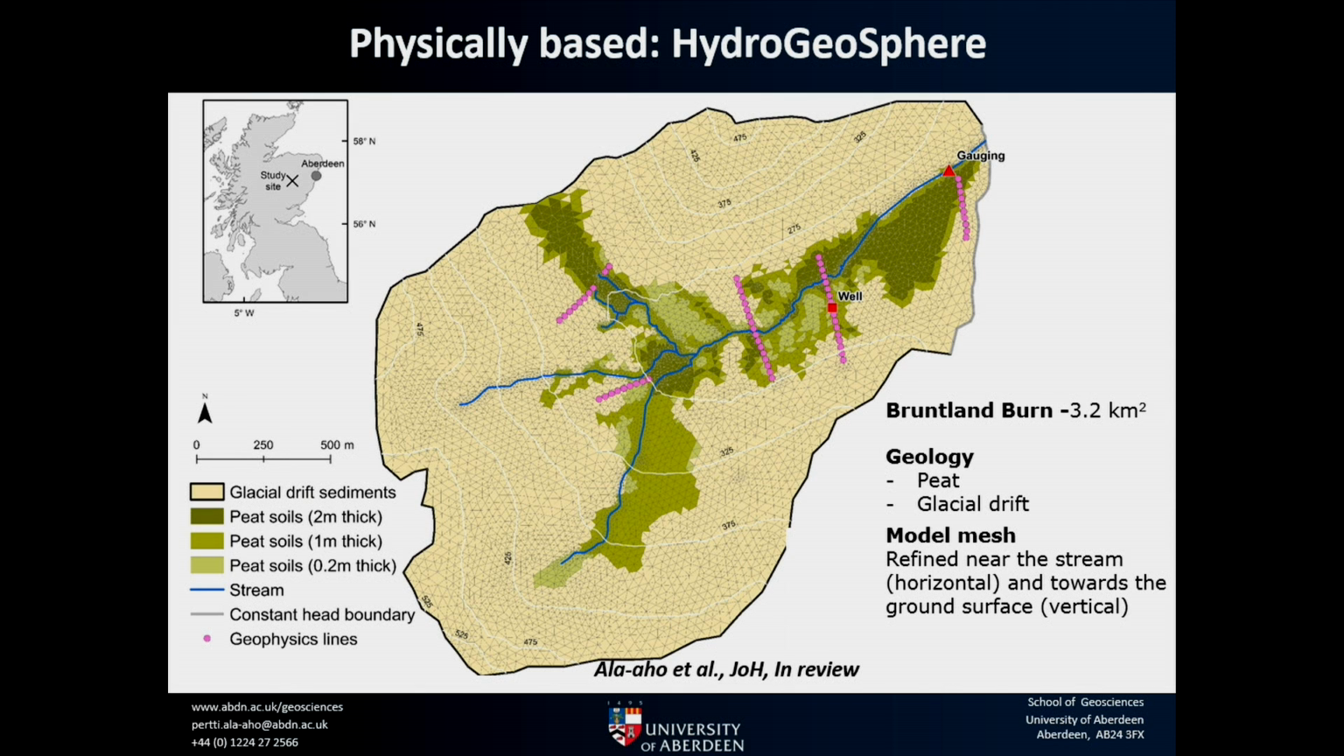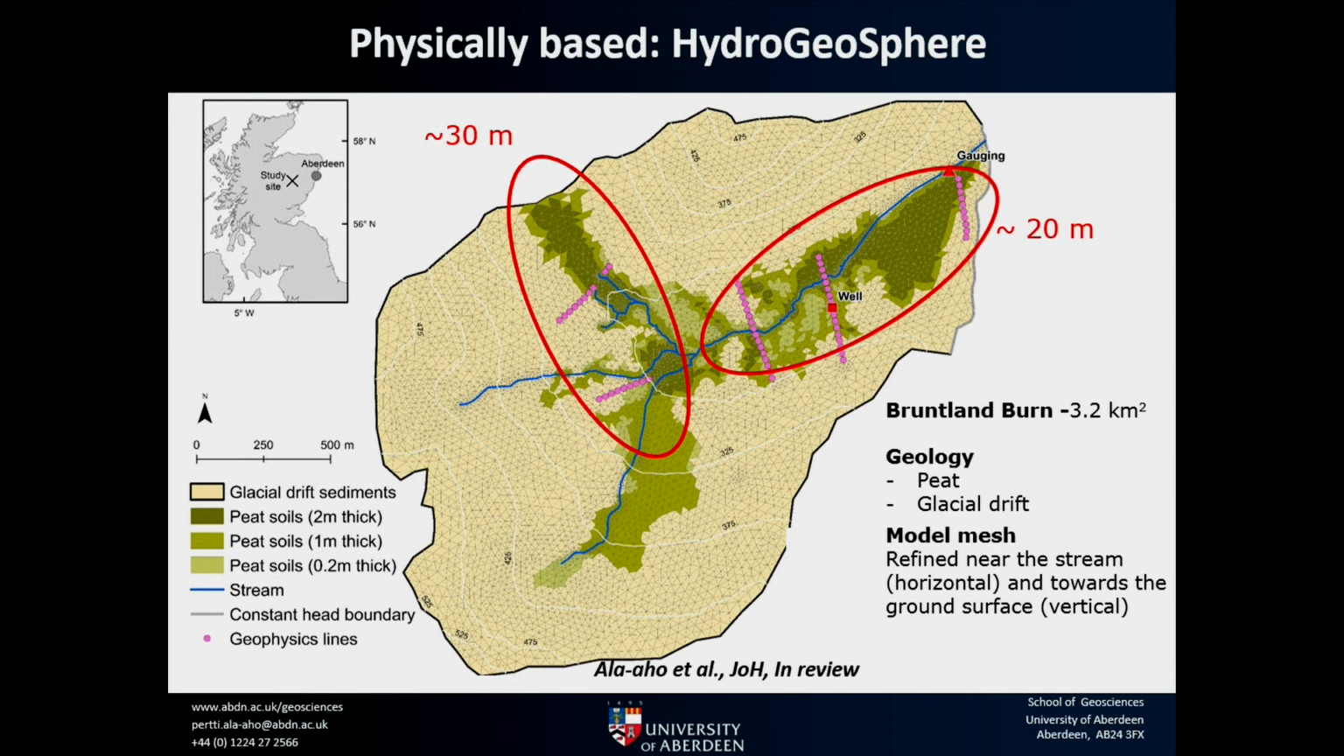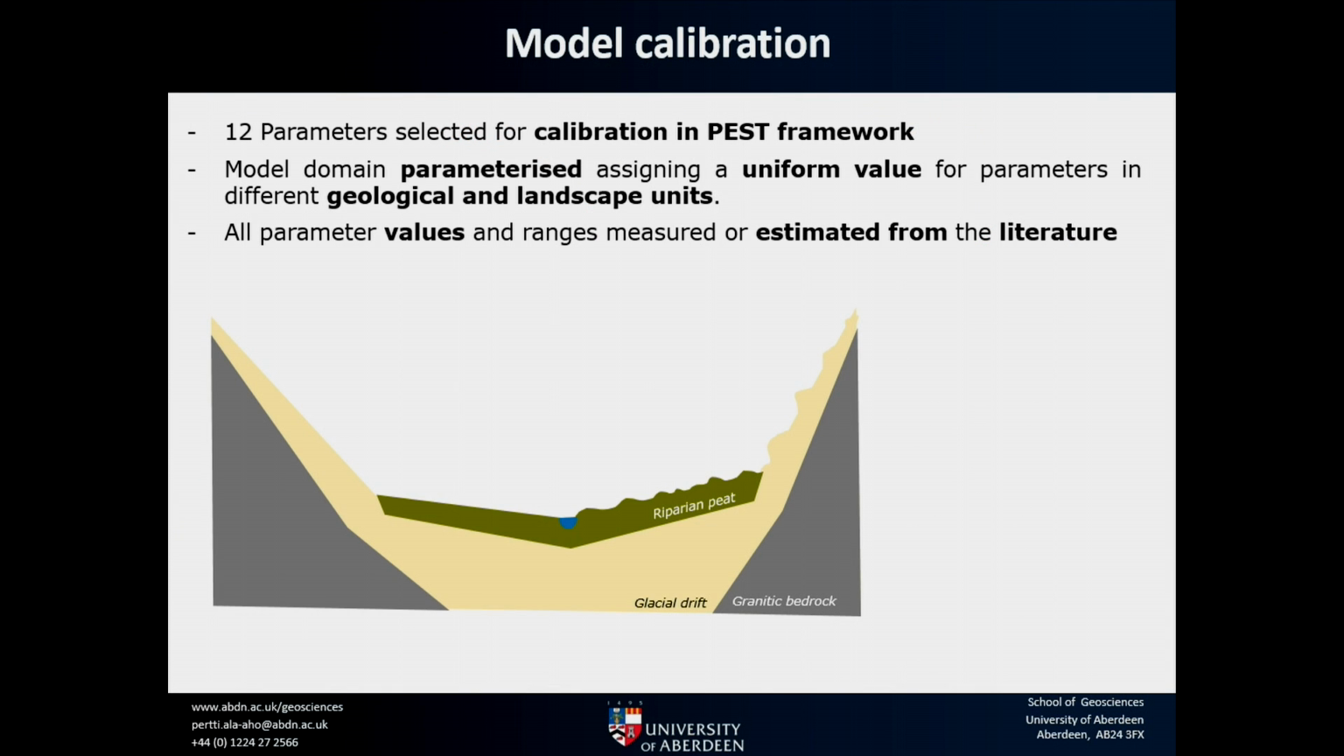So Pertti Ala-aho has been carrying this work forward, and he's basically parameterized HydroGeoSphere. So we've got the saturated area in the valley bottoms. We've used our soil maps and our geophysical data to map the depth to bedrock. So we've got an architecture in the model reflecting the distribution of soils and drift materials at the catchment scale. And obviously these depths of drift are really important in terms of groundwater. But the model parameterization is relatively simple.